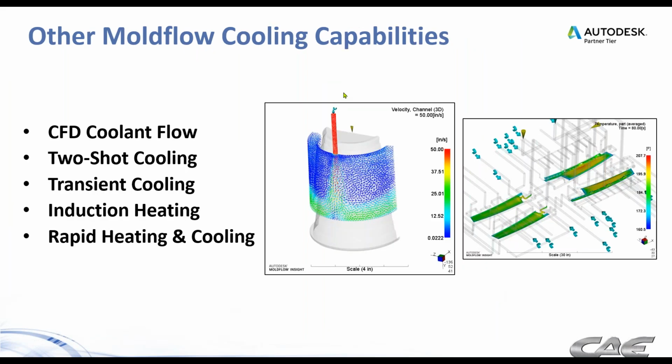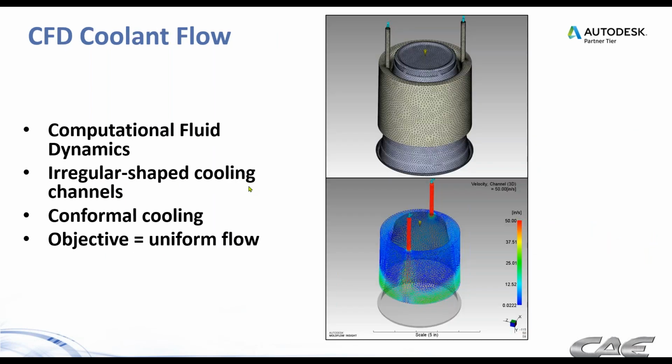So we talked about the fact that there are different ways to do cooling analysis in Moldflow. Here's just a quick list. We have what we call CFD, or Computational Fluid Dynamics coolant flow. We have 2-shot cooling. We have transient cooling. We have induction heating, and we have rapid heating and cooling. I'll touch on a couple of these.